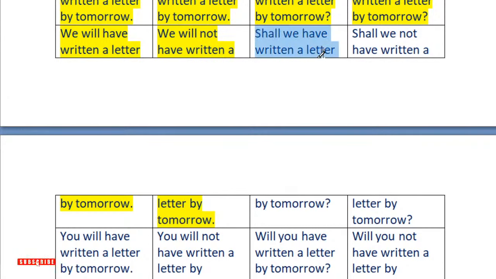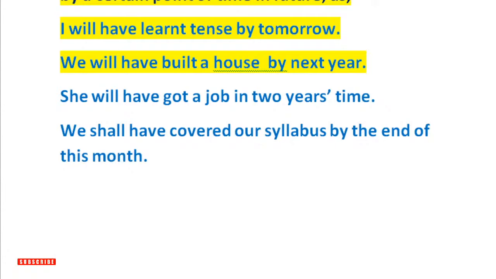The use of this tense is to speak of actions that will be completed by a certain point of time in future. Examples are: I will have learned tense by tomorrow. We will have built a house by next year. So these actions will be completed by tomorrow, completed by a certain point of time in future.